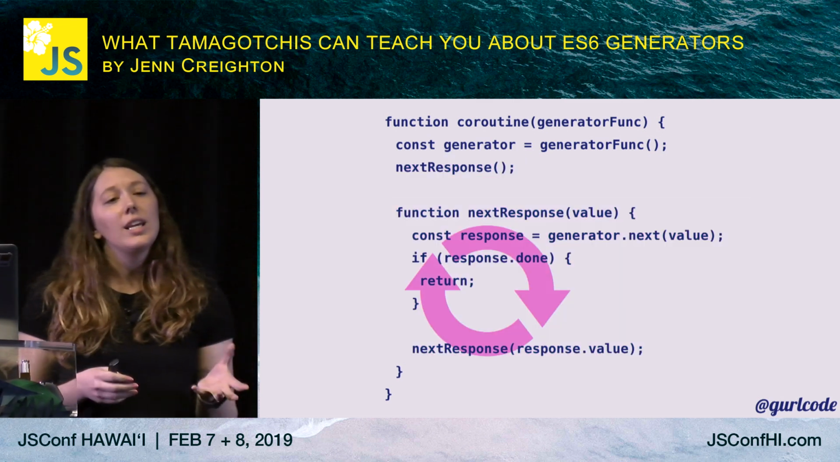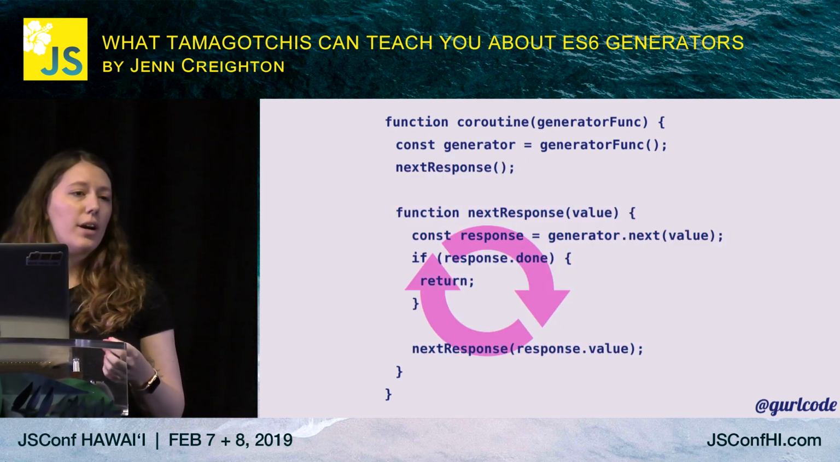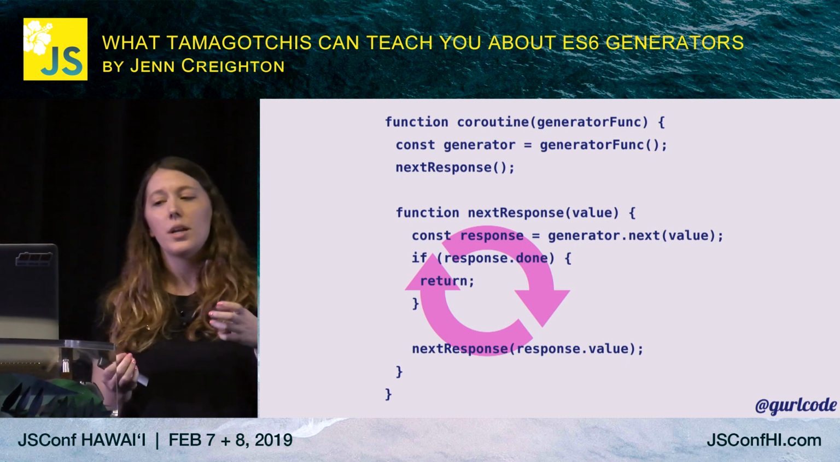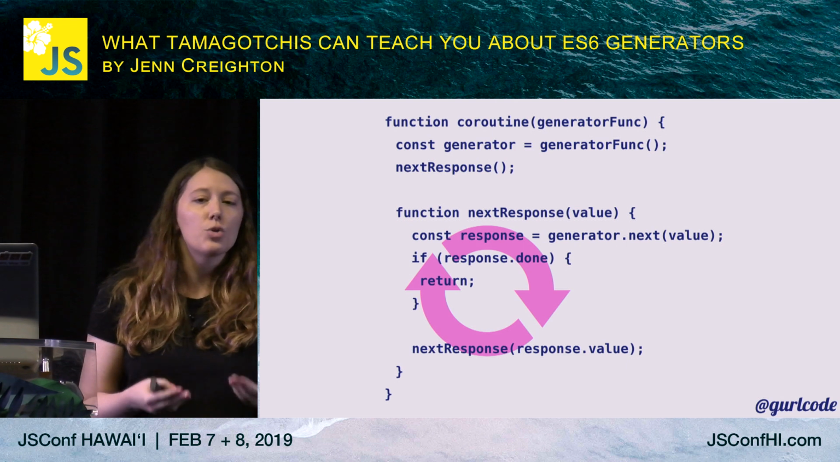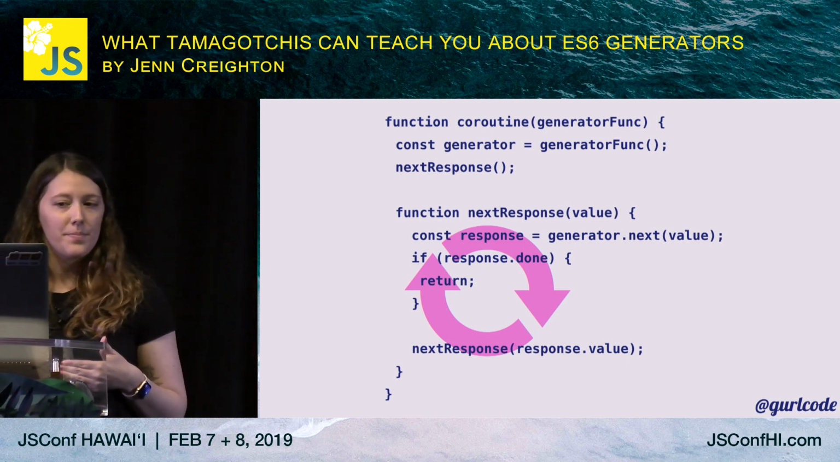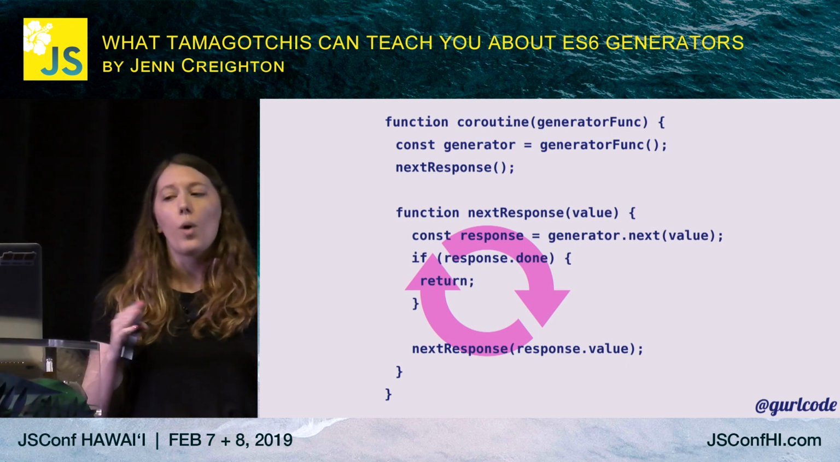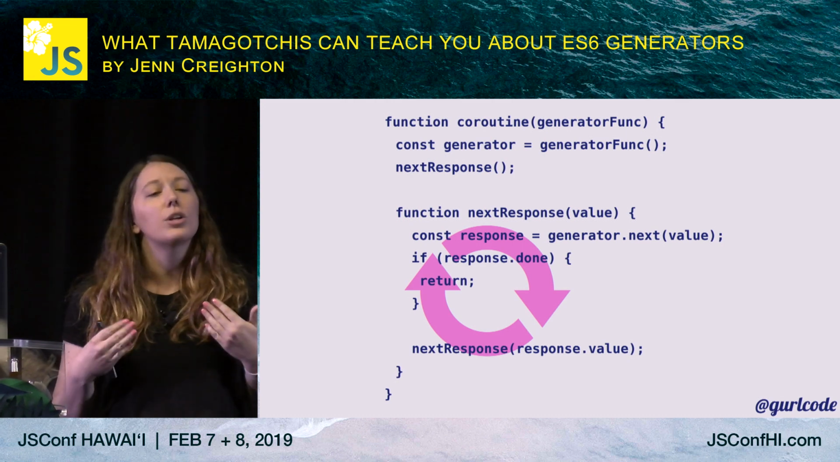So the coroutine is the cooperative partner to the generator. The coroutine function passes control to the generator, and when the generator pauses, control is yielded back to the coroutine. And these two functions cooperatively pass control until completion.